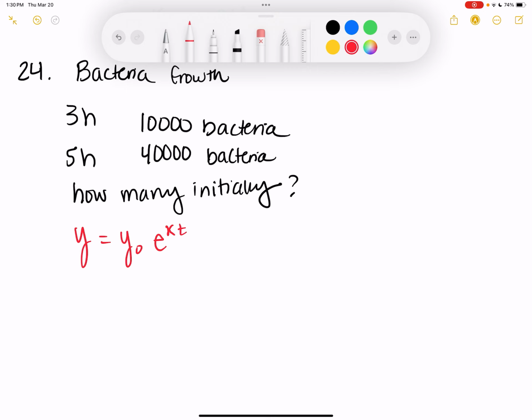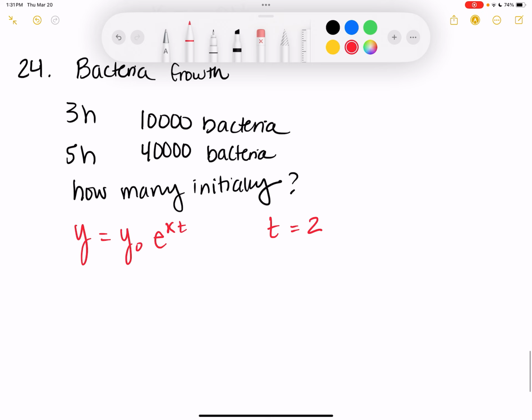All right, so to get from 3 hours to 5 hours, how many hours passed? 2. So t equals 2. Yay. I stabbed myself in the neck. Okay, so basically I'm going to go from 3 hours to 5 hours. So this is going to be my initial y sub 0. This is going to be y, and then I'm going to work backwards once I solve for k. So right now I'm trying to find k.